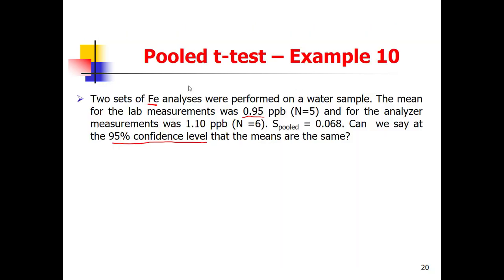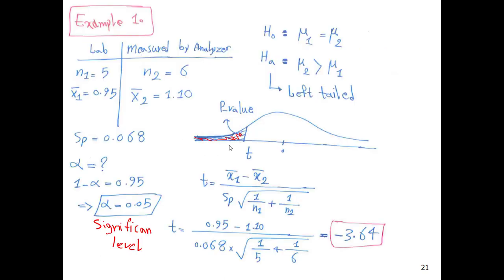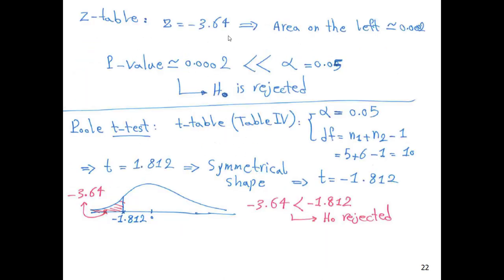So now I have my, okay, I went to the table for the z of minus 3.64, the area on the left. I found a very small value, which is 0.0002.